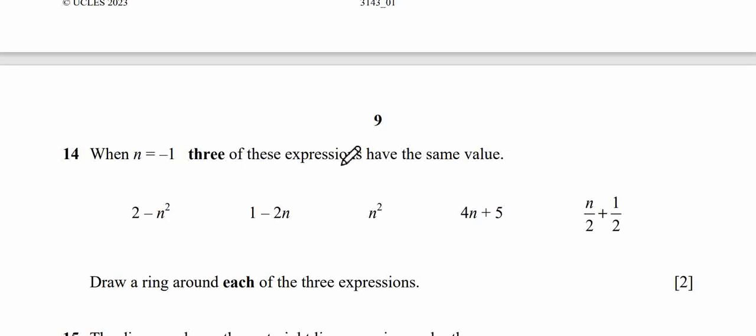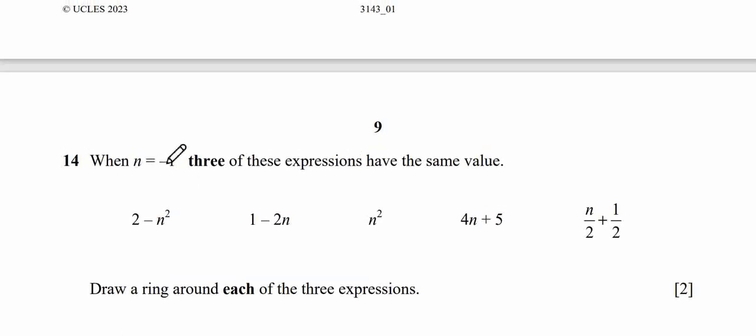Next, now we are in question 14. When n equals -1, 3 of these expressions have the same value. 2 minus n squared, 1 minus 2n, n squared, 4n plus 5, n over 2 plus 1 over 2. Draw a ring around each of the three expressions. 10 seconds from now.